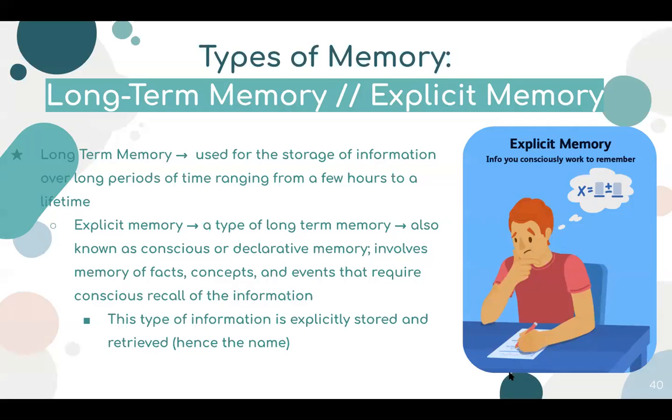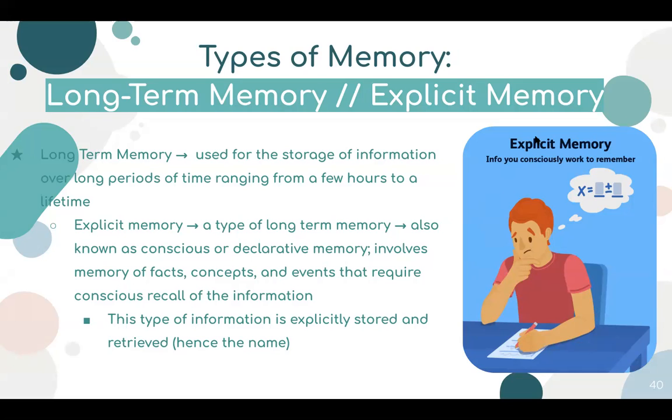Now, the next type of memory is long-term memory. Long-term memory is used for the storage of information over long periods of time, ranging from a few hours to a lifetime. It is divided into two parts. One is explicit memory and two is implicit memory.